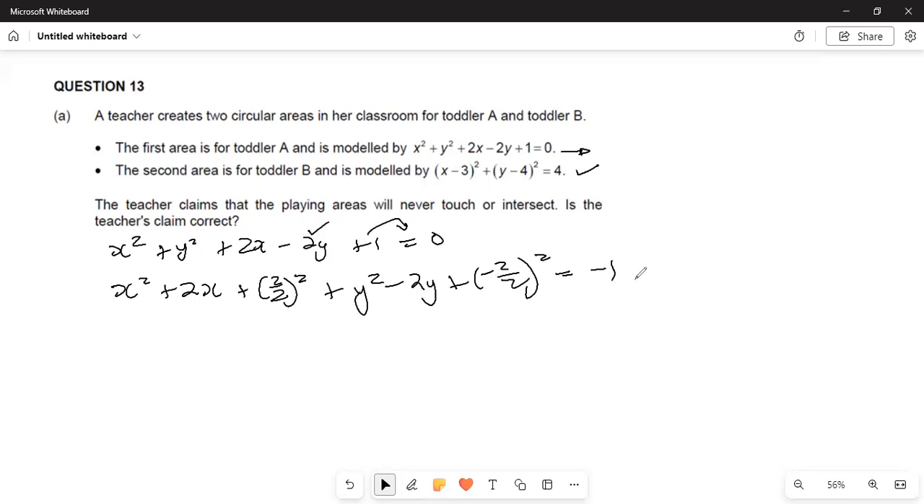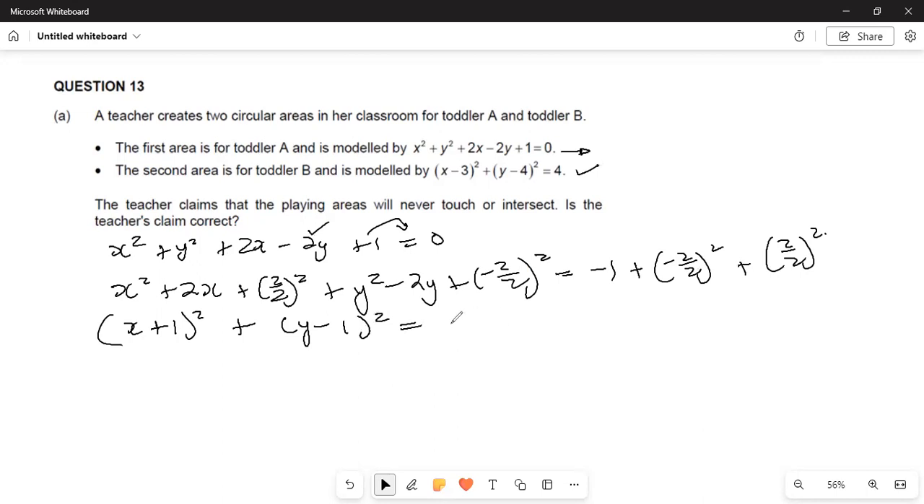And what we do on the left-hand side, we must also do on the right-hand side. So we will have a plus and a plus. This would give us (x plus 1) squared plus (y minus 1) squared is equal to 1. So the radius of this one is the square root of 1, which is 1. And the radius of this circle is the square root of 4, which is 2.